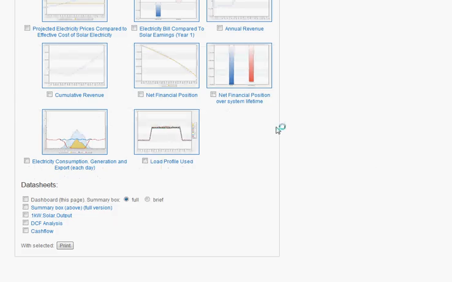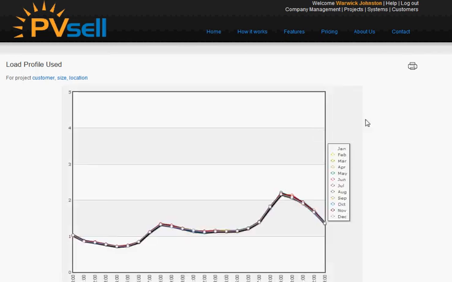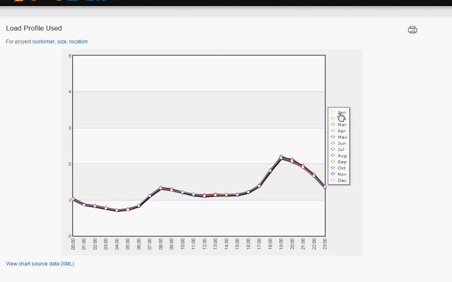The final graph we have here is the load profile, and this is the load profile that's being used to calculate your consumption. Depending on the load profile you're using, you'll see a different line for each month of the year, and the average consumption in terms of kilowatts in each period, each hour of the day.